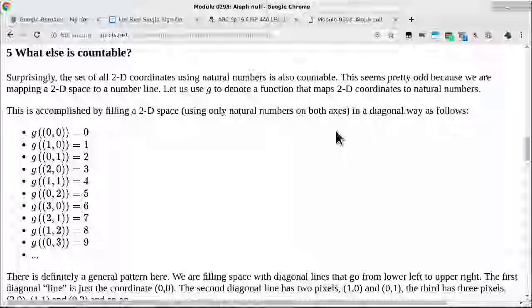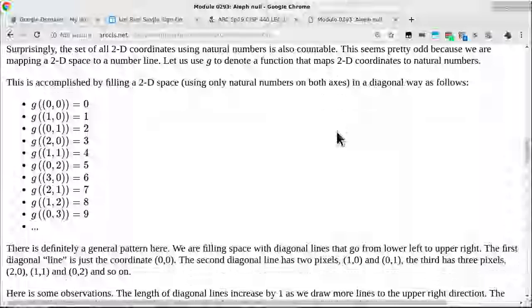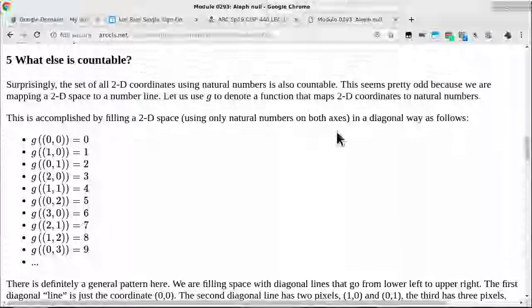Okay. So now we looked into the two-dimensional problem, and we ask, if I give you a pixel system, so we have x-axis and y-axis, and we only use natural numbers as coordinates. The question is, is that system also going to have a cardinality of Aleph null? Let me show you.